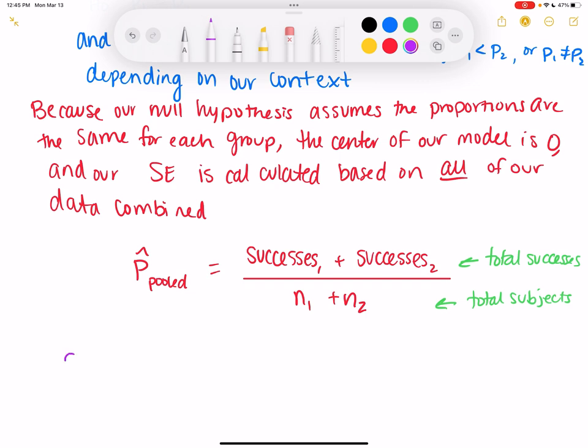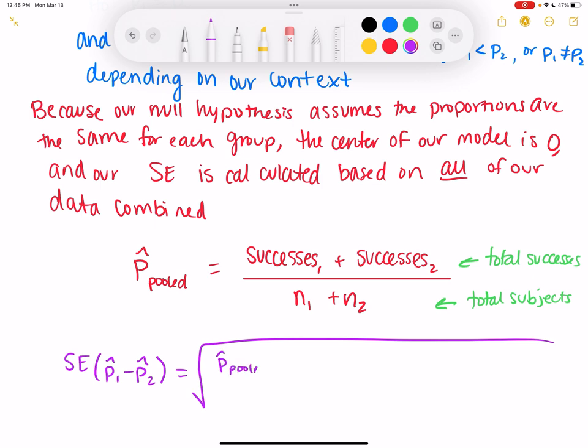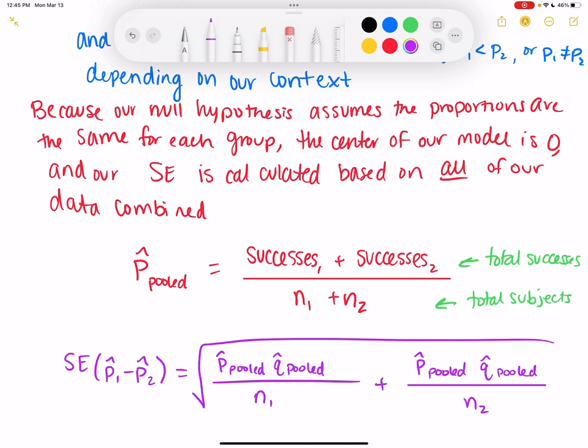So then our standard error of p hat 1 minus p hat 2 is going to be the square root of p hat pooled q hat pooled over n1, so this is all the information for 1, plus p hat pooled q hat pooled over n2. So then that's everything for 2.